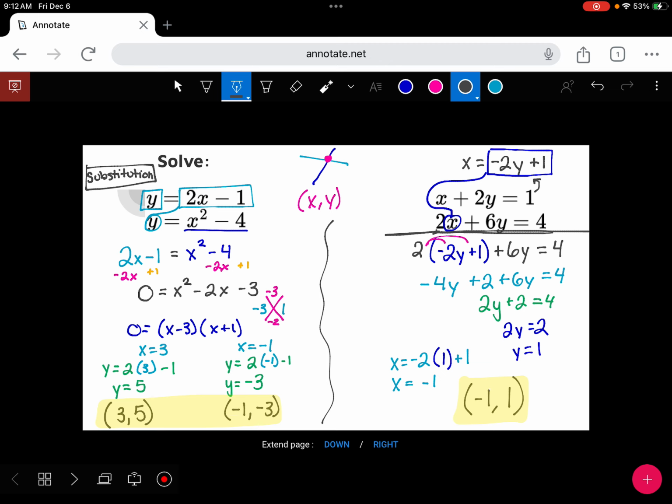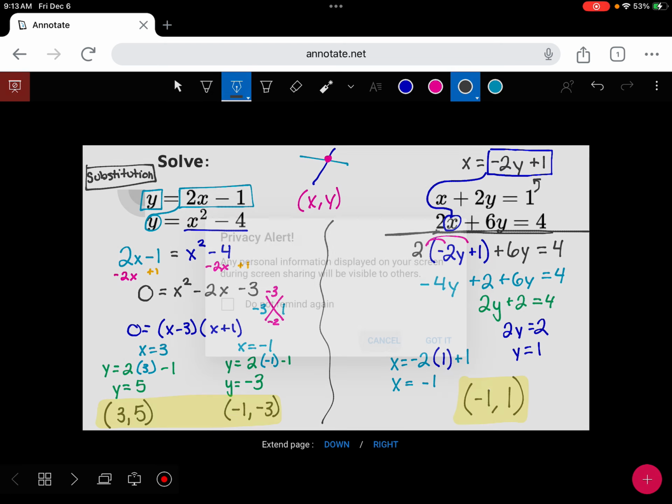Separating those two problems. Questions on either of those two? We did them both with substitution, which is totally fine. Questions on that? Okay. Sometimes we'll be given equations that don't work as nicely with substitution.